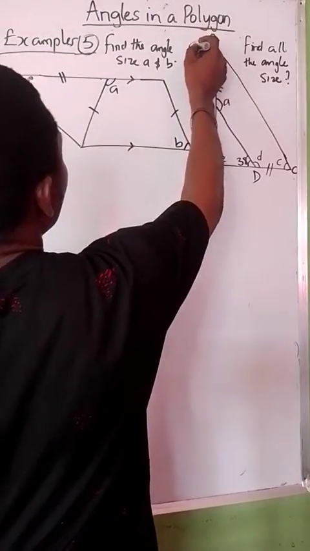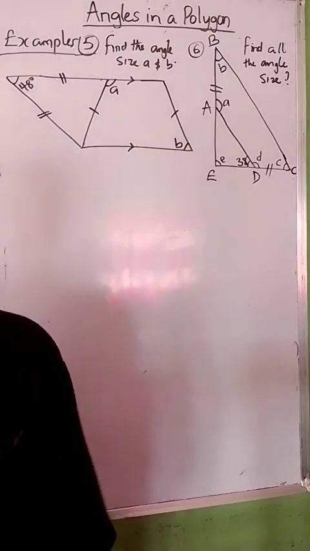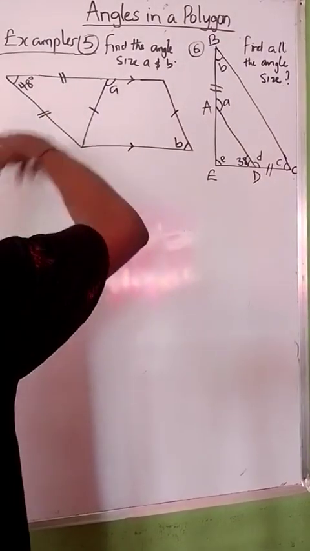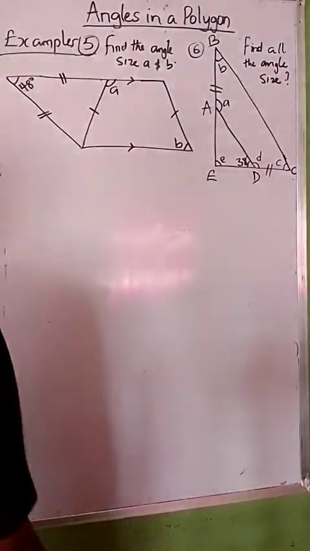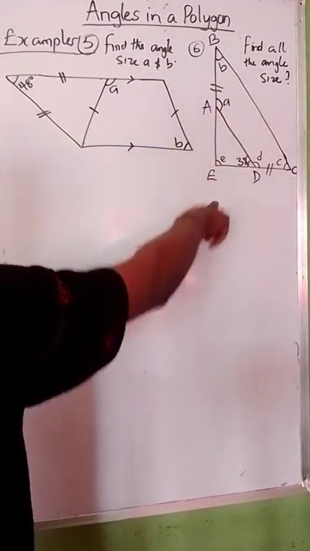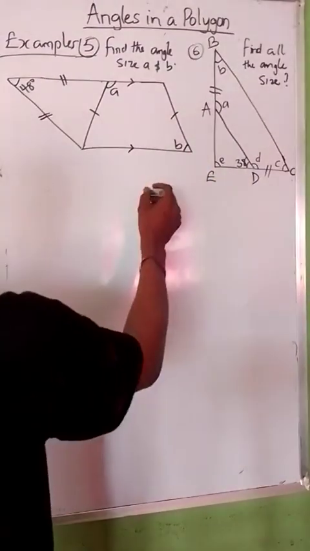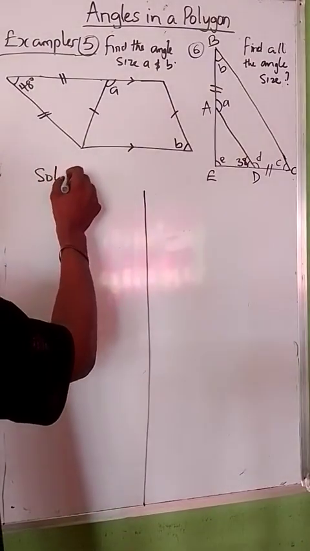So we are still continuing our topic, which is angles in a polygon. So we have example 5 and 6. Find the angle sizes A and B, and find all the angle sizes. We have A, B, C, D, E. All right. So I'll start with example 5.